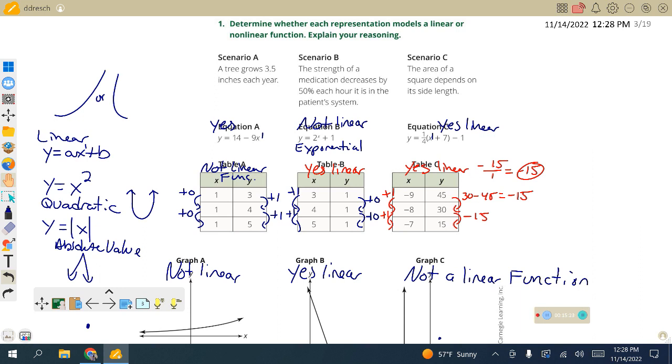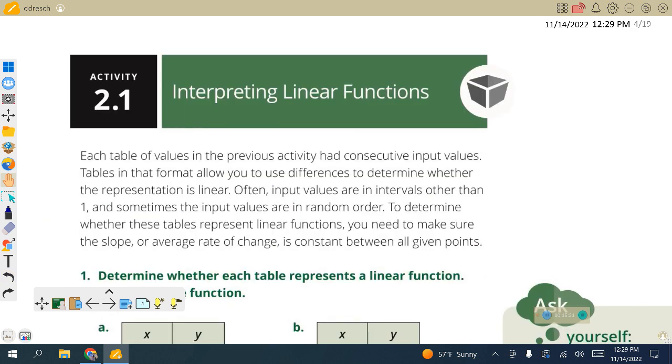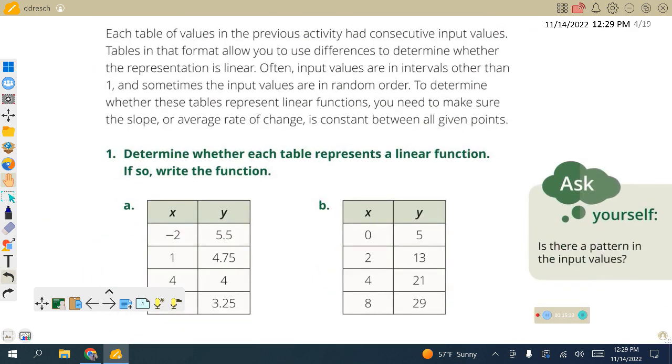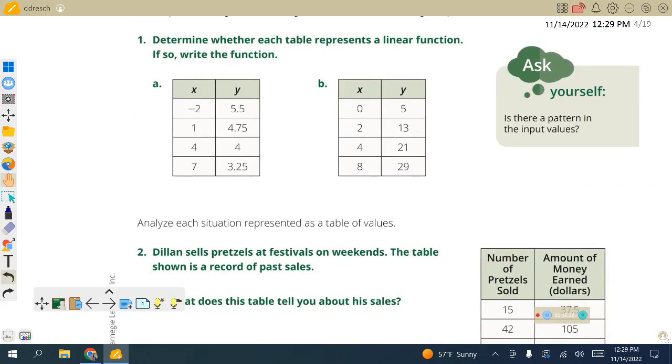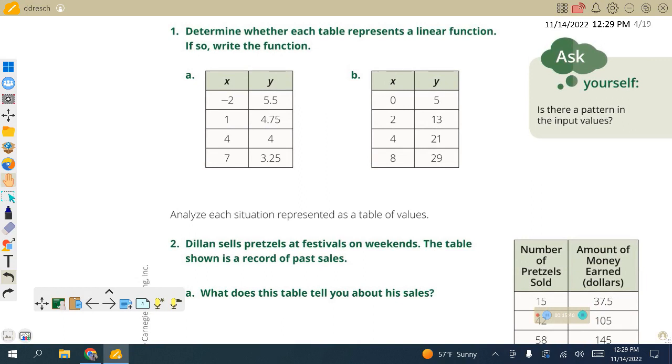Okay. So I'm not going to worry too much about these word problems. We're going to talk about these over the course of this week. So let's get into this. Let's talk about the next page. All right. We're not doing anything different. Let's do number one, letter A. What I want you to do is determine if it's a linear function or not.